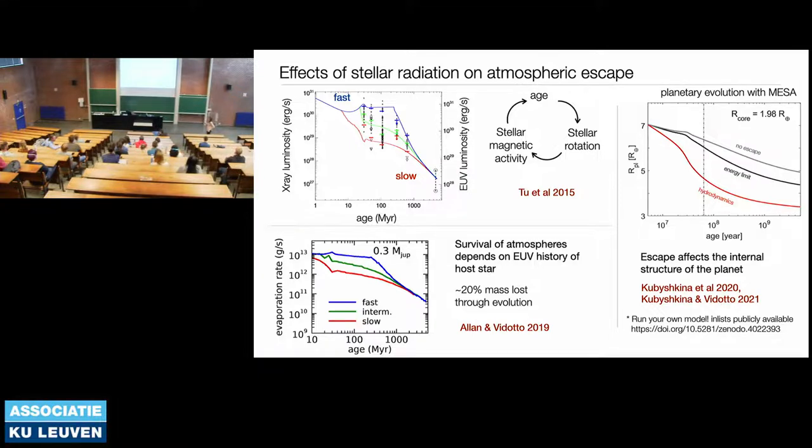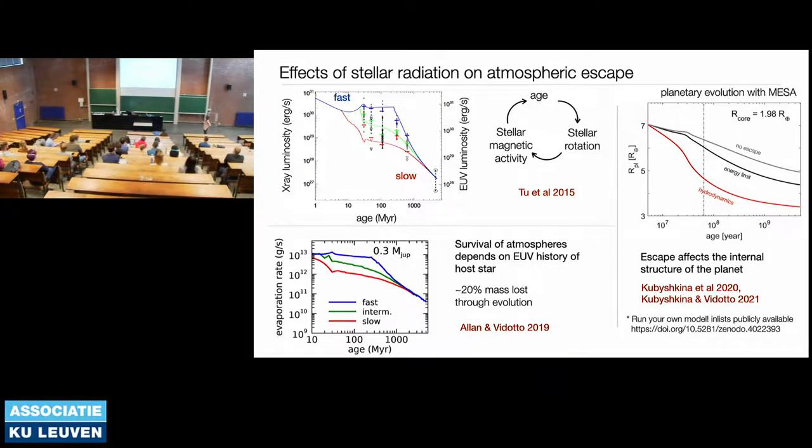And if you plot the evaporation rate as a function of age, the three lines here, again, are related to whether the star was born as a fast rotator or a slow rotator, but I'm not going to go in that direction in this talk. But if you just pick one line, for example, the blue line, and you integrate this line, so you have grams per second here, and then you have time here, you can actually get a total mass. So this is the total mass the planet lost in its evolution.